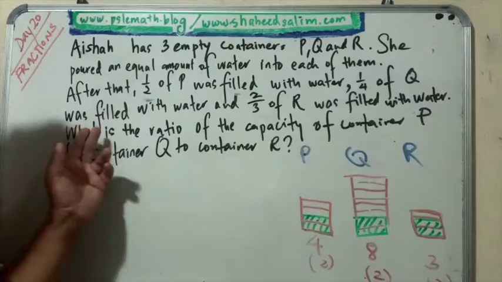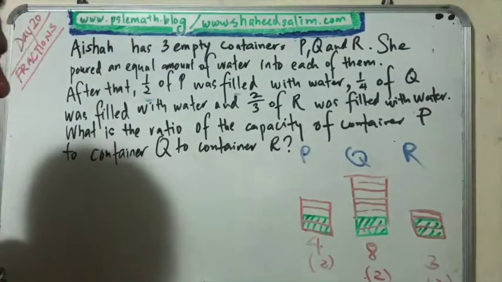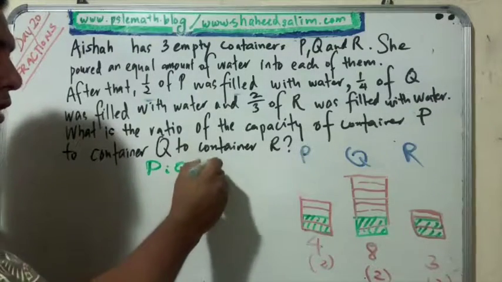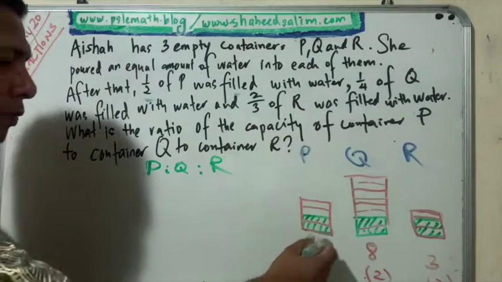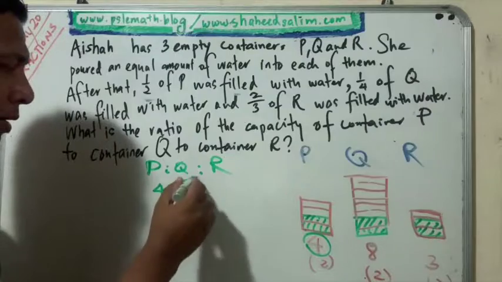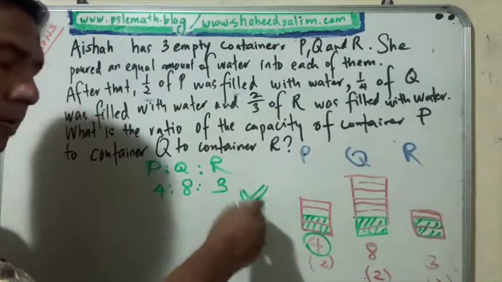The question is asking, what is the ratio of the capacity of container P to container Q to container R? And this is your answer. Yeah, P is 4 is to 8 is to 3. This is your answer.